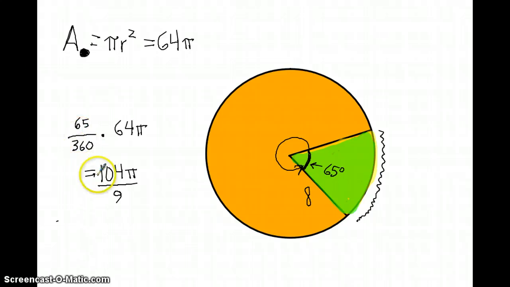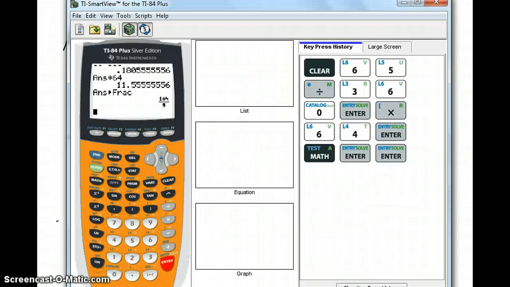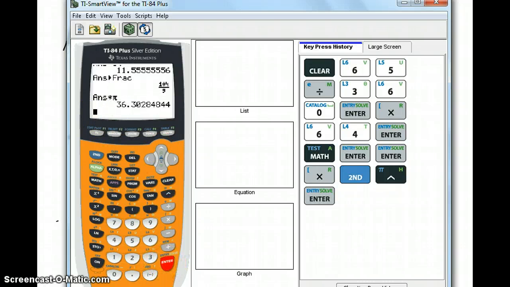I started to tell you last time about the big deal they make about exact versus approximate. This would be the exact answer because it has a pi symbol in it, and that's the only way I can really call it exact. As soon as I go to the calculator and hit the pi symbol, I go times pi. Remember, I left this as a fraction before I needed pi for it because I just multiplied by 64. So to find the decimal, with pi it's 36.302, and I can have as many decimals as I want, but it's never going to be exact.